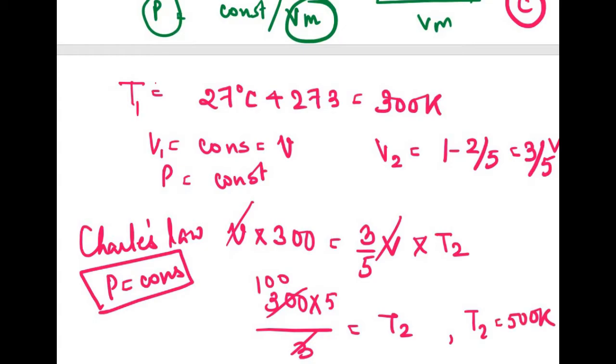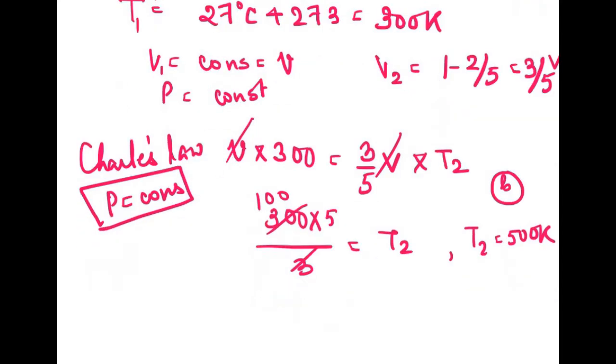So that is option number B. Okay. So when you write down the given values, the question becomes much simpler. You can see what is asked and what is not asked.